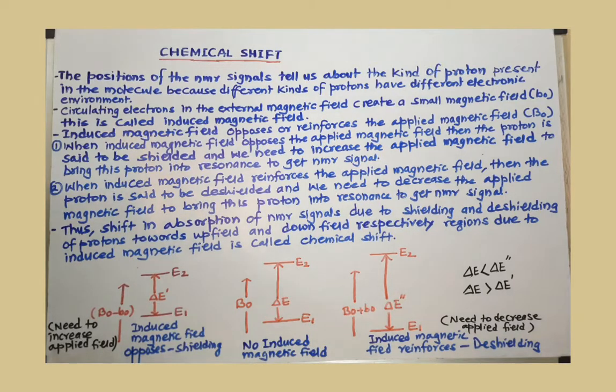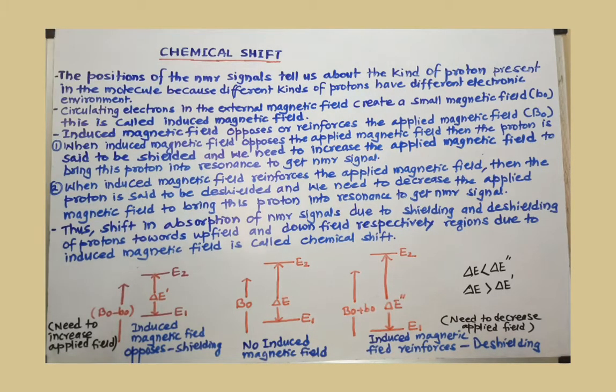Now, up till now, we have seen that different kinds of protons are present in an organic molecule, and we can decide the different kinds of protons by finding out their environment, in fact, their electronic environment. We consider the electrons present in the bond, that may be a sigma bond or a pi bond. That is called electronic environment. So we consider electronic environment to decide different kinds of protons present in the molecule.